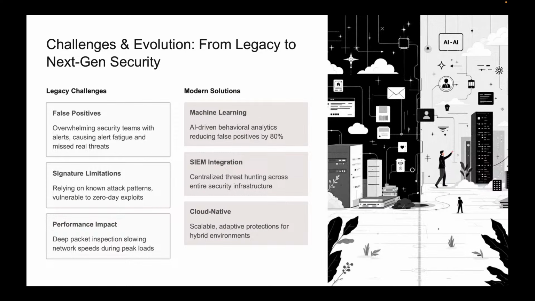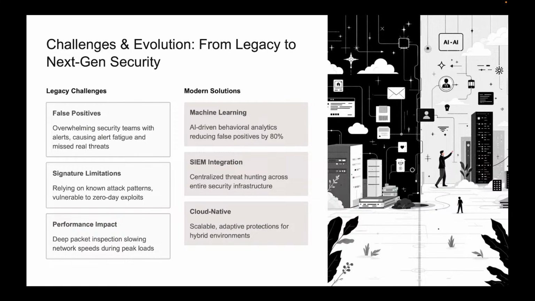This is about legacy challenges and modern challenges: how the past generation works, and how the AI-driven approach works. It covers false positives, signature limitations, and performance impact. How does the modern solution work? Machine learning, SIEM integrations, cloud native. So we are going to see what these things are.